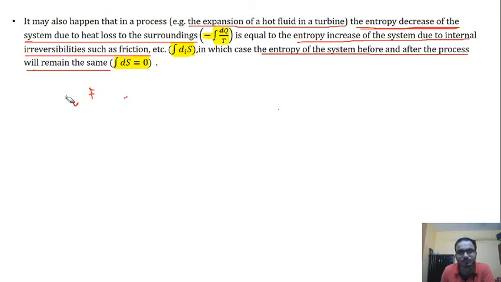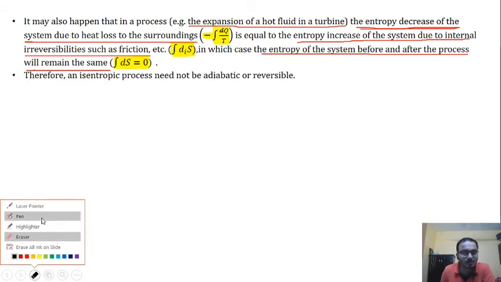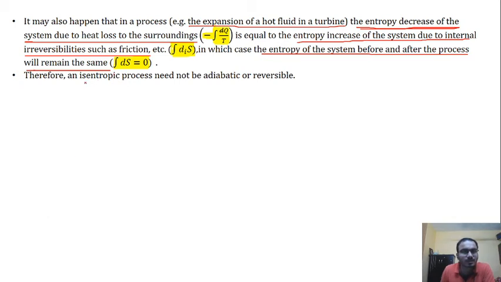Okay, so now, therefore, an isentropic process. As we have seen in this example, even though there is a heat loss to the surroundings, delta S still remains 0. So the meaning is that the isentropic process need not be adiabatic or reversible.